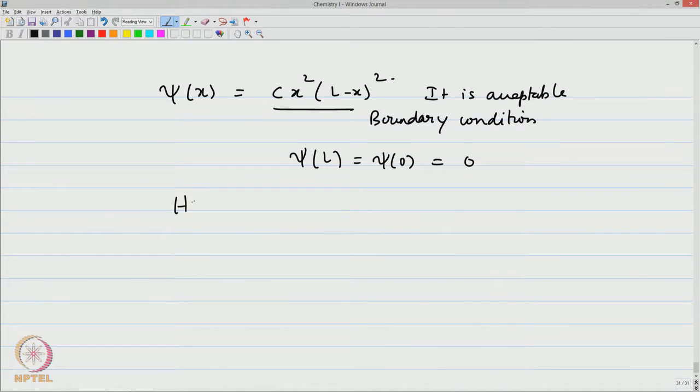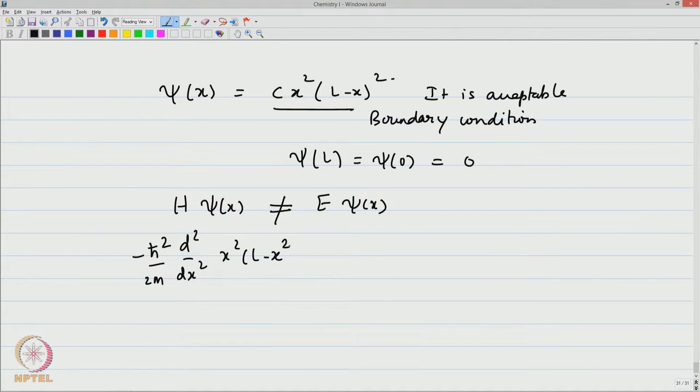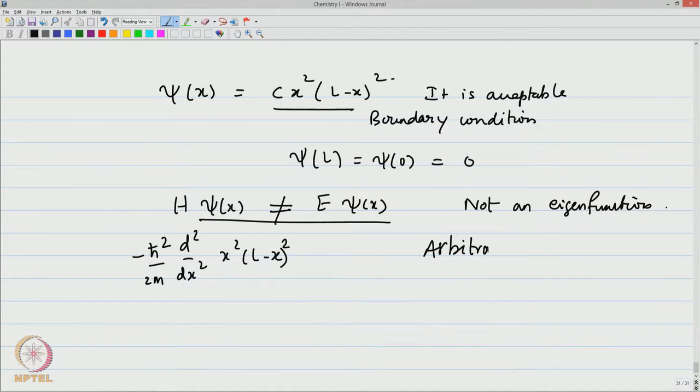If you ask H on psi of x, it will not give you an E on psi of x, it will give you something else, because this is a second derivative. Remember, it is minus h bar square by 2m, d square by dx square, acting on x square into L minus x square. This is a polynomial, so it will give you a reduced polynomial, not the same function. Therefore, this is not an eigenfunction. This is called an arbitrary state, which we do not know what it is.